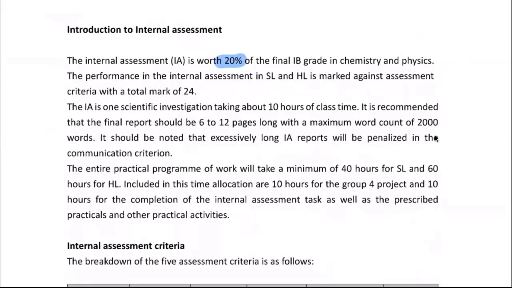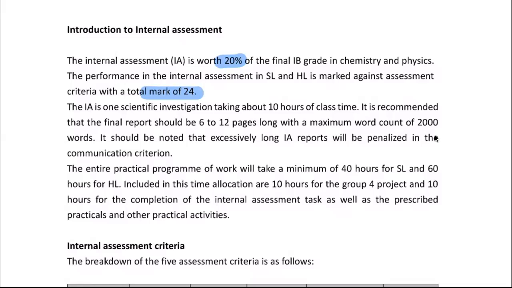It's graded on a rubric, and the rubric has 24 marks. Marks are kind of like points for IB. It's one scientific investigation, and it says it should take about 10 hours of class time. Okay. That means you should spend 10 hours total doing your research in the beginning, planning and writing out your investigation, coming in and collecting data, doing your calculations and data processing, and then writing your actual report.